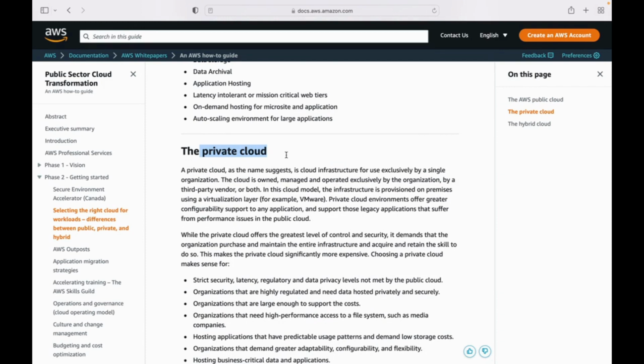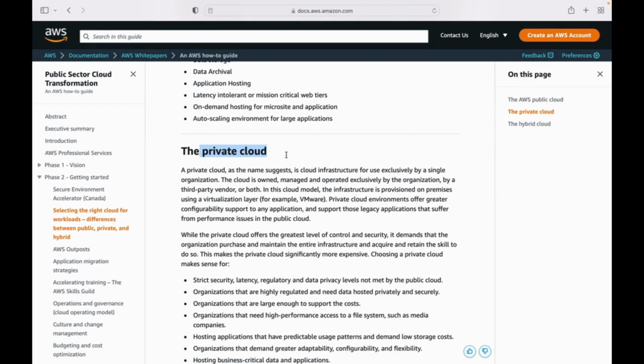Infrastructure is provisioned on-prem, such as with VMware and so on. Private cloud environments offer great configurability support to any application and support legacy applications that suffer performance issues in the public cloud. As I told you, in private, the network will be isolated. The customer can define what network they want to use, and that will be completely private. Hence, the performance will improve, unlike the public cloud, where the network is completely exposed over the internet. We're going to see this again in action in our future training sessions.